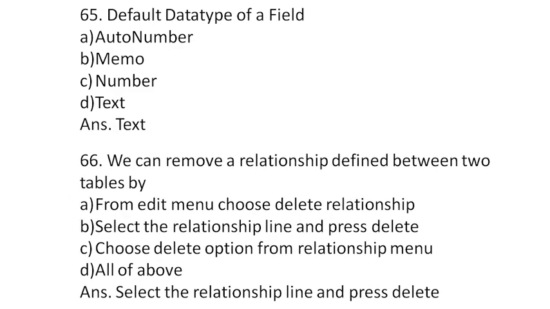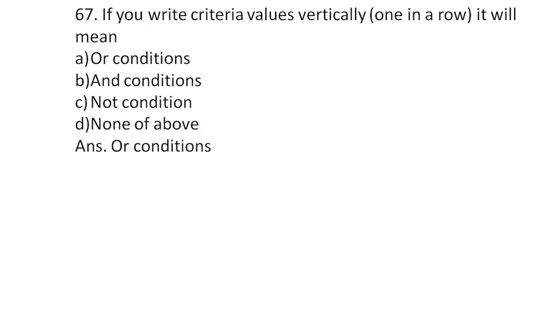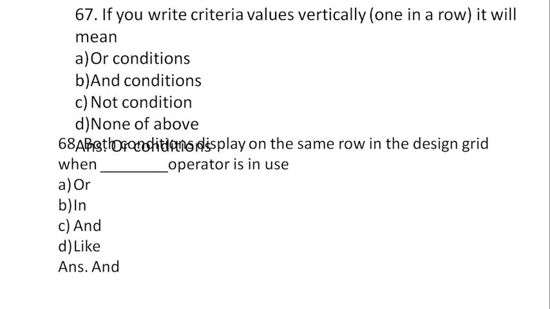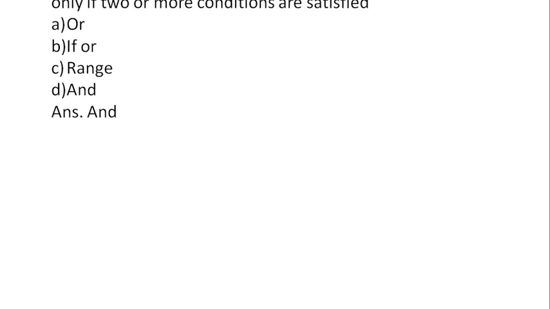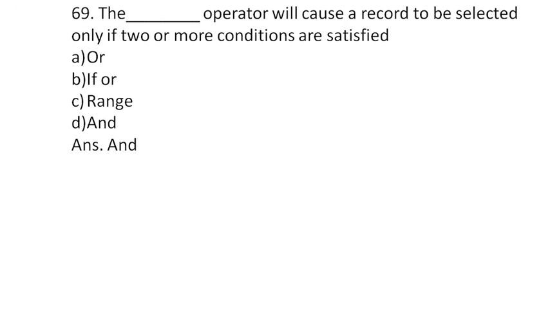Next, we can remove a relationship defined between two tables by select the relationship line and press delete, মানে এখানে answer হবে option B. Next, if you write criteria values vertically one in a row, it will mean, answer দেখতে পাচ্ছি বলছে or conditions. Next, both conditions display on the same row in the design grid when dash operator is in use, answer দেখতে পাচ্ছি বলছে and.